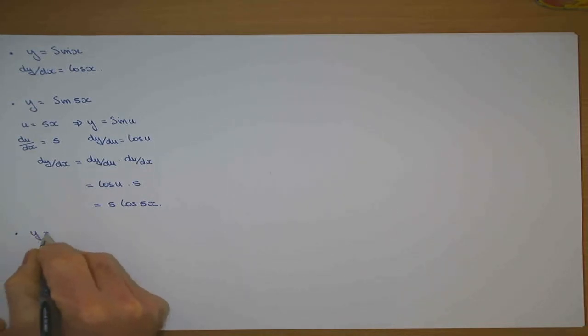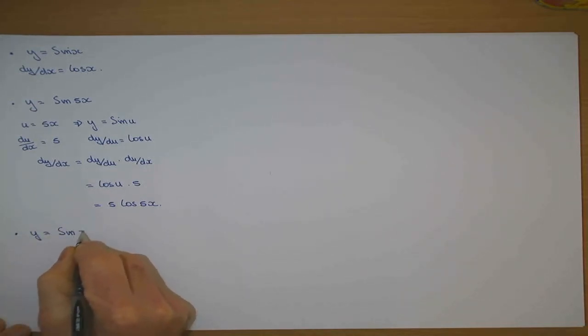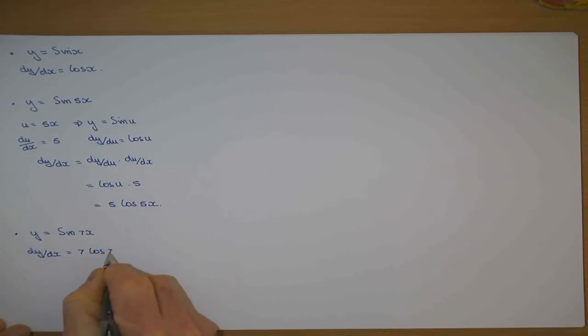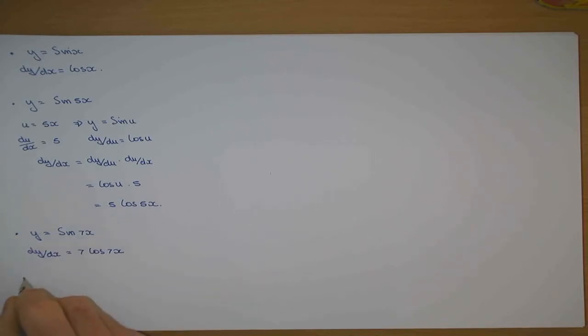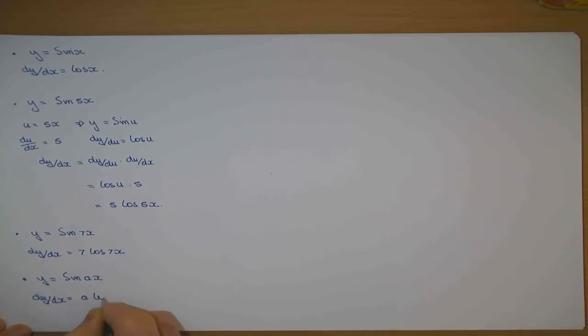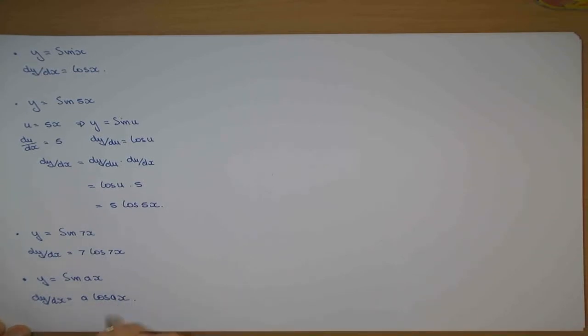We know now that if y was equal to sine 7x, then dy/dx becomes 7 cos 7x. If y is equal to sine ax, we know that dy/dx becomes a cos ax, because we've done it so often.